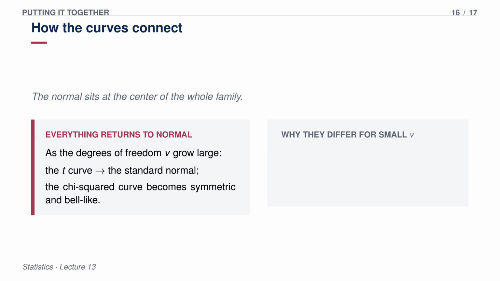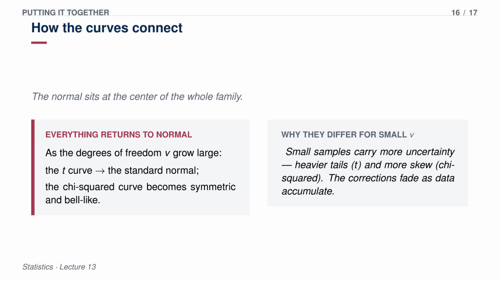I want to drive that last point home because it's the satisfying part. The normal sits right at the center of this whole family. As the degrees of freedom v grow large, the t-curve slides into the standard normal, and the chi-squared curve straightens out, loses its skew, and becomes symmetric and bell-like. And the reason they differ for small v is just honesty about uncertainty. A small sample carries more doubt, so t gives you heavier tails and chi-squared gives you more skew. Those are the curves protecting you. As the data pile up, the doubt fades, the corrections melt away, and everything collapses back to the one bell curve. More data, less special casing.